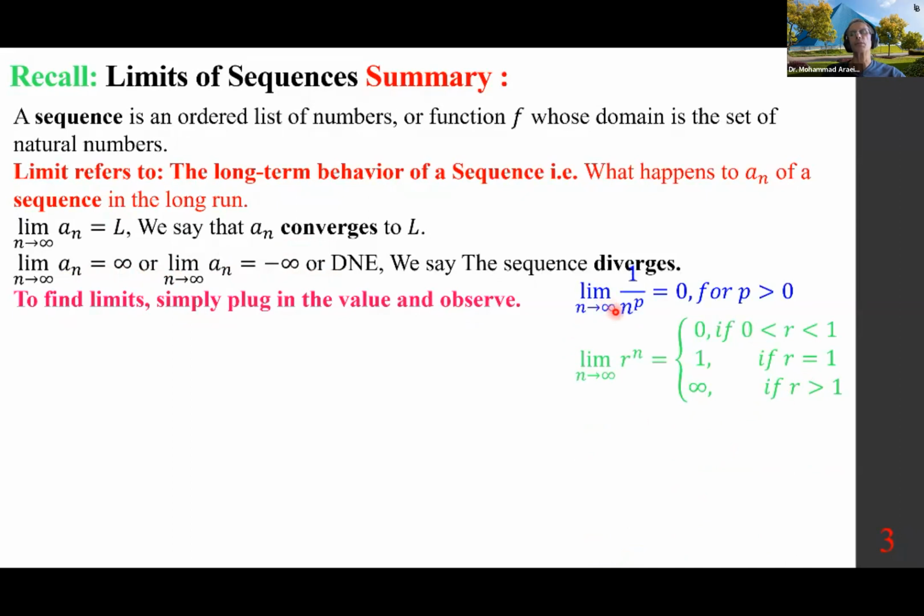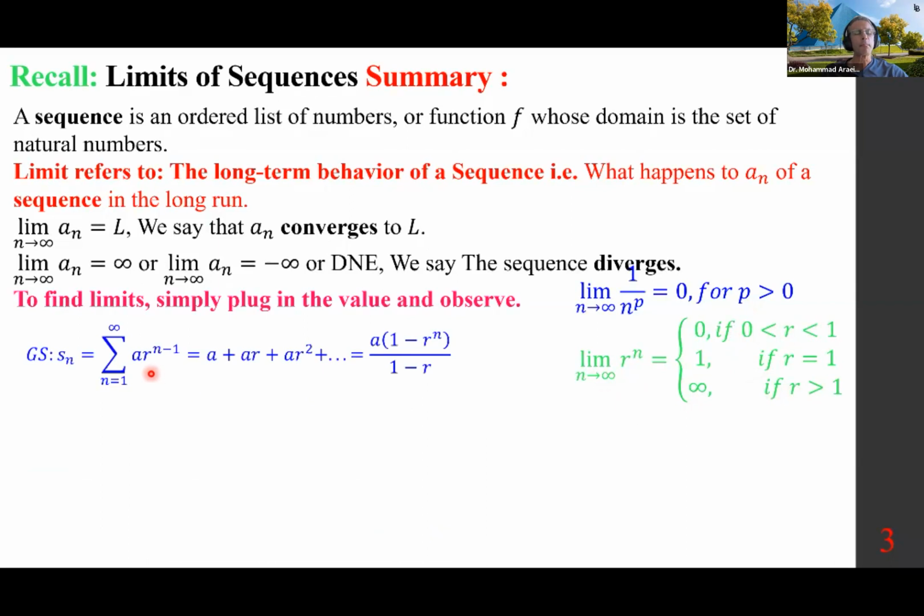There are some theorems we discussed. The limit of 1 over n to the power of p as n approaches infinity is 0 for p larger than 0, and the limit of r to the power of n as n approaches infinity depends on the base. If the base is between -1 and 1, not including 1, it is 0. If it's 1, it's 1, and if it's larger than 1, it's infinity.